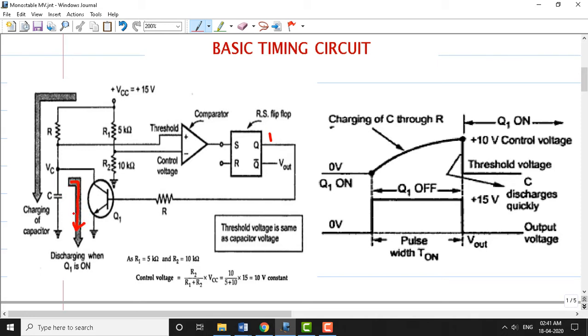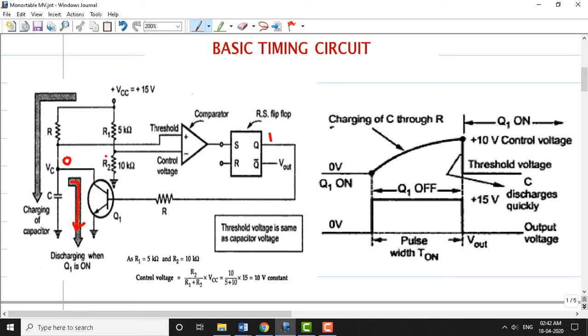Once capacitor discharges, voltage across capacitor becomes 0. So this capacitor voltage, VC, is nothing but the input to the comparator here, which is the threshold voltage here. That's a non-inverting. This VC goes straight away into the non-inverting terminal of the comparator. So that is nothing but the threshold voltage here. And if you observe here, there is a control voltage which is going straight away into the inverting input here.